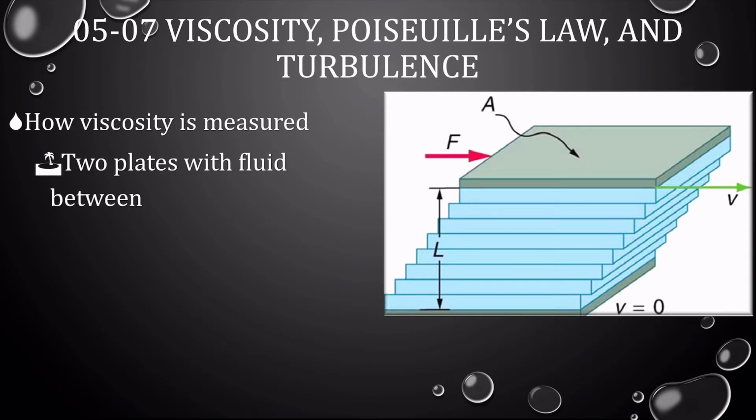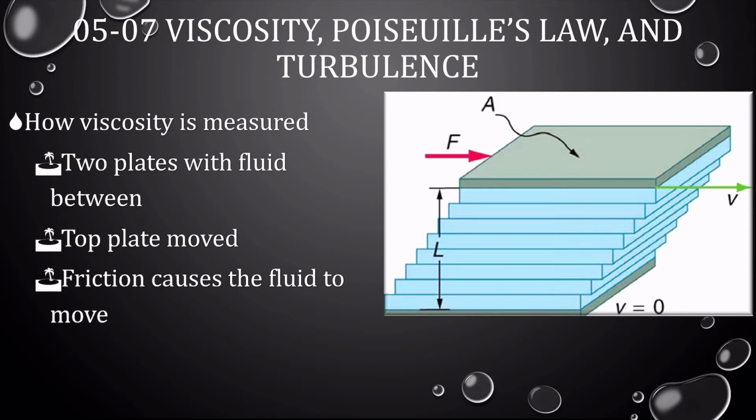Viscosity is measured by putting a little bit of fluid between two plates, and then the top plate is moved. Friction will cause the fluid to move also. And viscosity, this letter eta, is viscosity, is our force times the distance between the plates over the speed that the plates are pulled apart and the area.